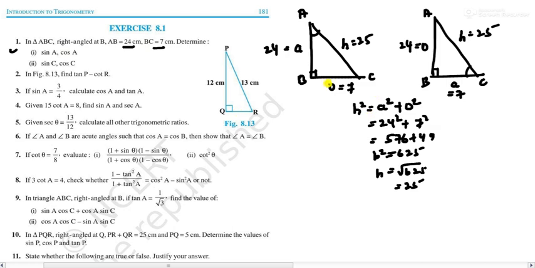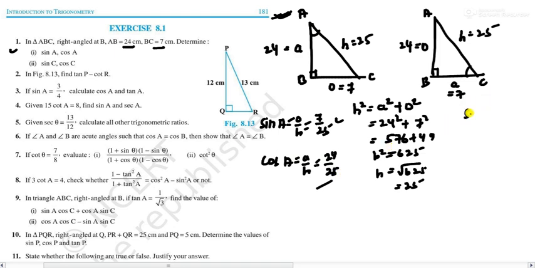So first find sin A. What is sin A in this? Where is angle A? So it is O by H. What is O? 7 by 25. That's all. What is cos A? So cos A is A by H. You have to look in this figure where angle is at A. So it is 24 by 25.